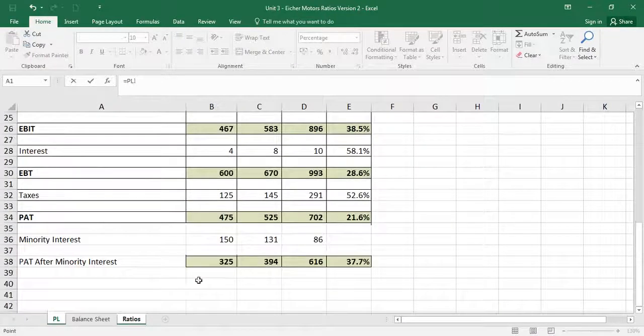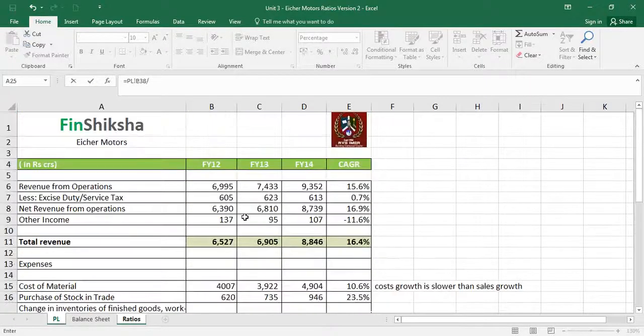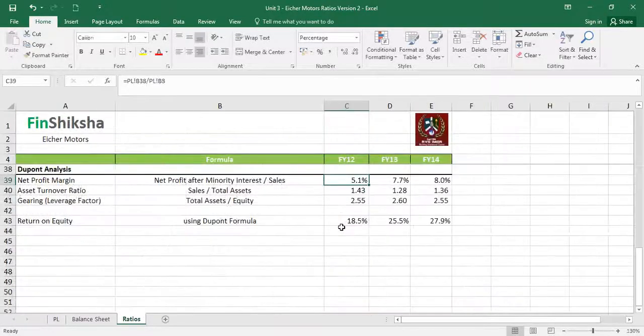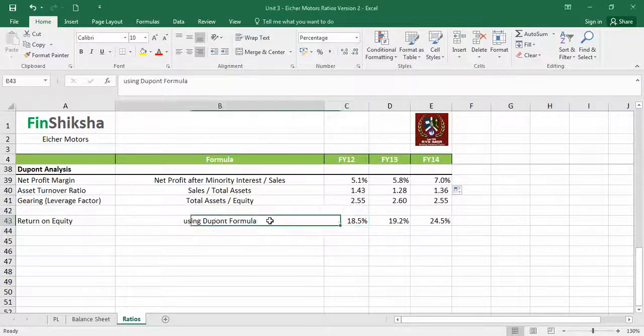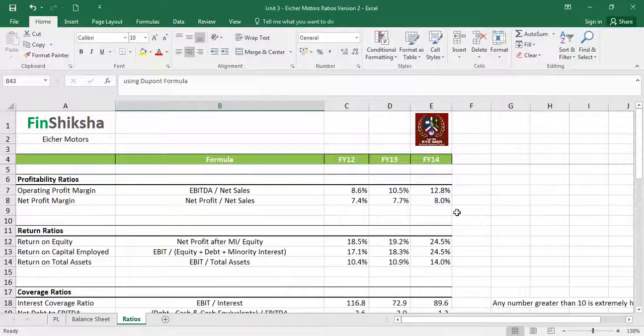We will calculate net profit using the same definition. I'm going to calculate net profit after minority interest. That's 325 and divided by the revenue from operations, net revenue from operations. Drag it ahead and we see the return on equity numbers become 18.5%, 19.2%, 24.5% based on the Dupont formula. Let's see what the return on equity numbers we had calculated earlier are. They're exactly the same as 18.5%, 19.2% and 24.5% using the Dupont analysis, right?